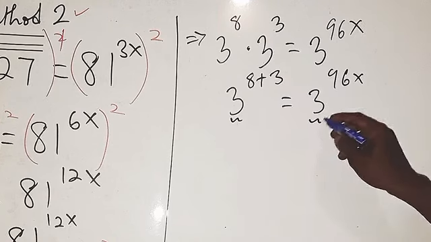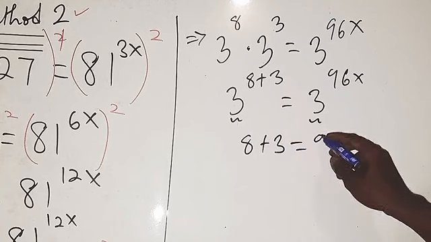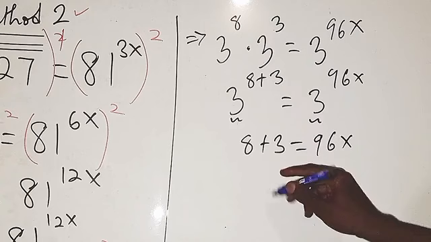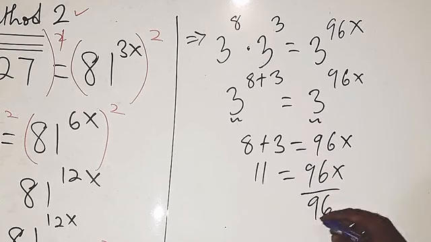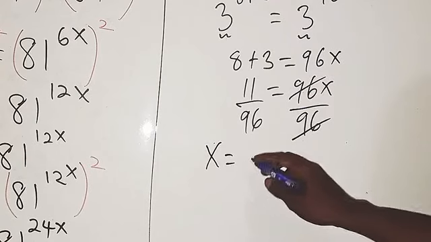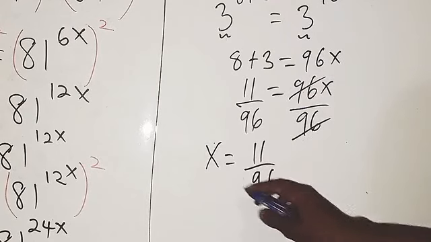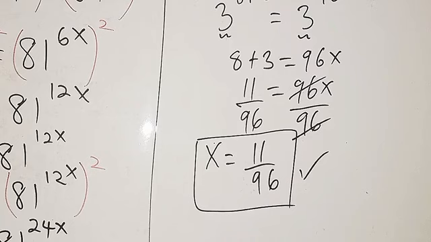So now since the bases are the same thing, we are going to equate the powers. So 8 plus 3, that is 11, equals 96x. Then we divide both sides by 96, right? So this will cancel this. So we have our final answer to be 11 over 96. So you can see we have 11 over 96 to be our solution, the same thing as what we got with the earlier method.